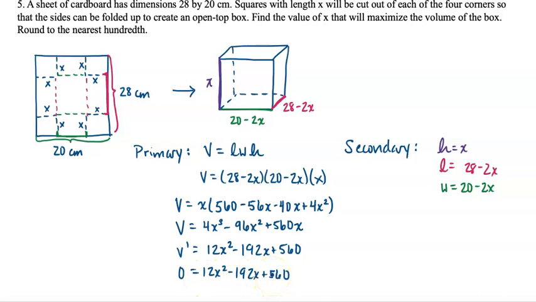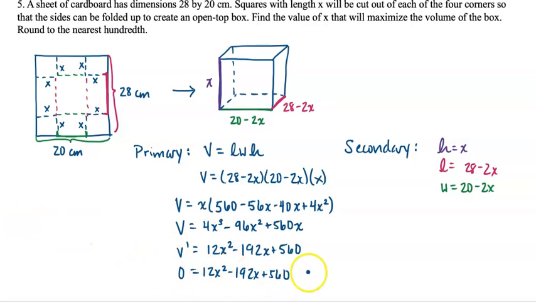So first of all, can I factor out a 12? And I can see that when I divide 192 by 12, I get 16. Great. When I divide 560 by 12, I get 46 2/3. So I can't take a 12 out. So I can try some other value. However, because these coefficients are so large, this is still going to be kind of a pain to factor. And so now let's just use the quadratic formula.